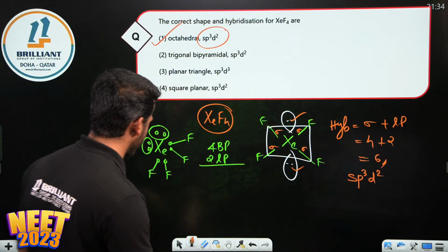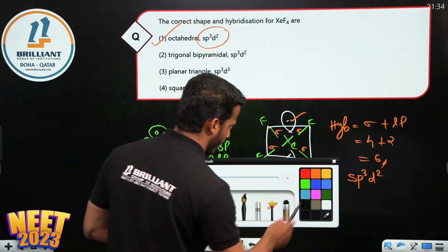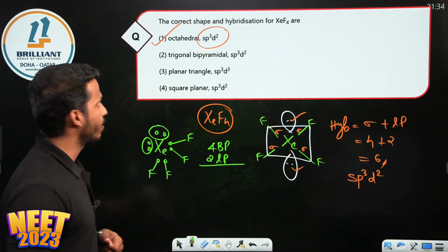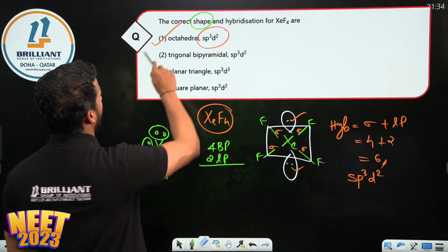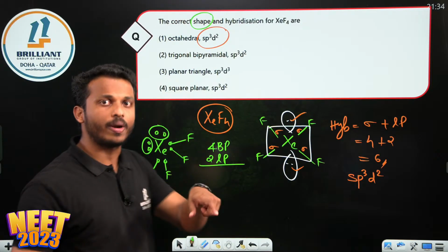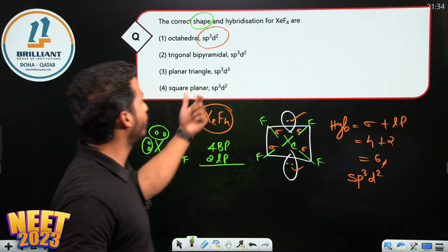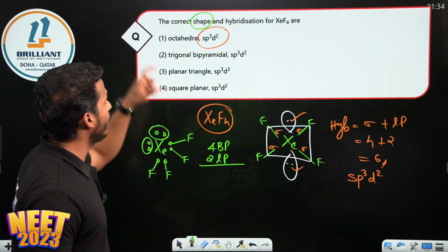Yes, Hafiz. Very good. Yes, there is a mistake. What is the mistake? They are asking the shape. They were asking the shape. Very good. If they are asking the geometry, then only option A is correct. Okay. Here they are asking the shape.